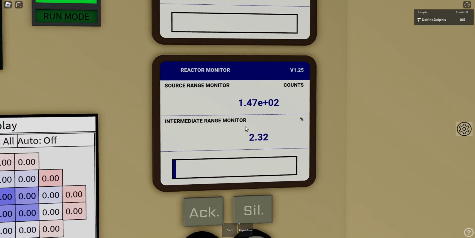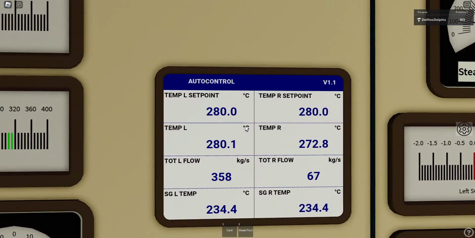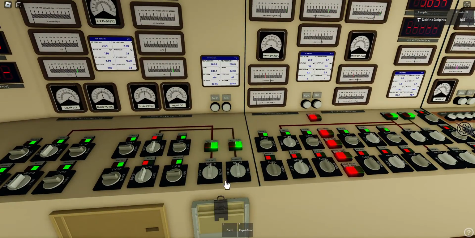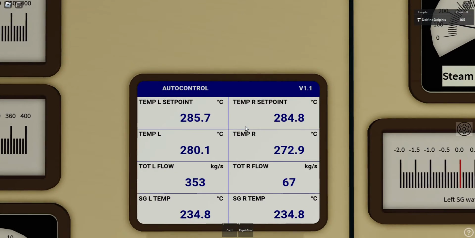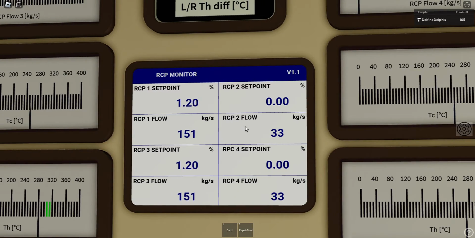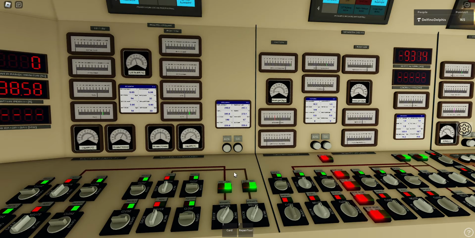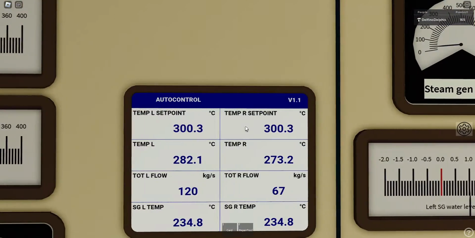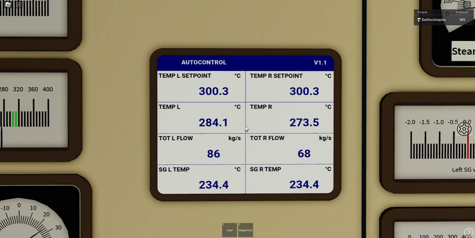Okay, how are we doing here? Still pretty low in the source range. It's gonna take some time. In the meantime, I will increase the set points. I want about 300 degrees in the core. So once I do this, you should see reduction in the coolant pumps. Obviously, if you want temperature to rise, then you don't want to cool it. So now the temperature should start rising slowly. That's what you can see.